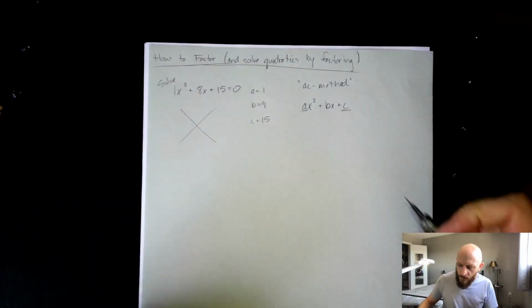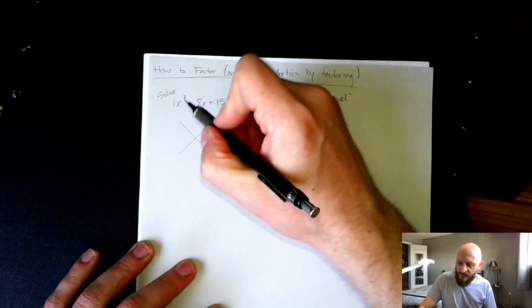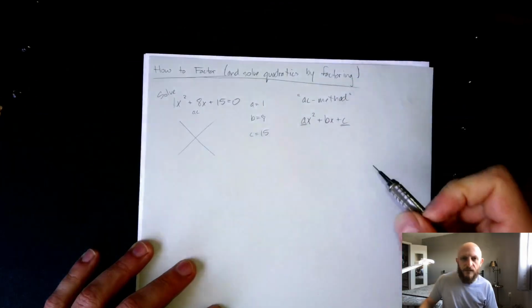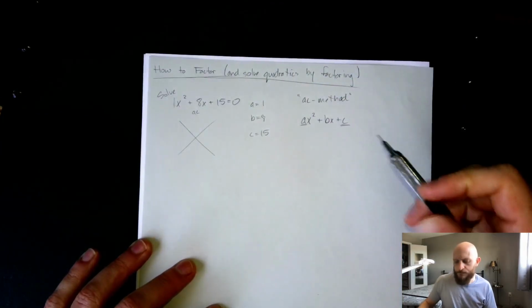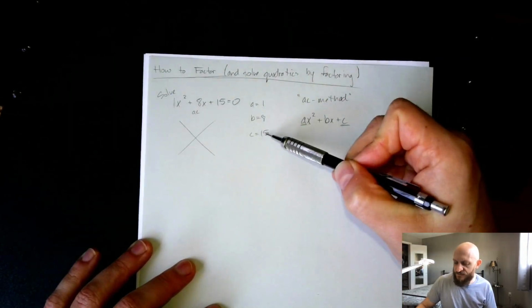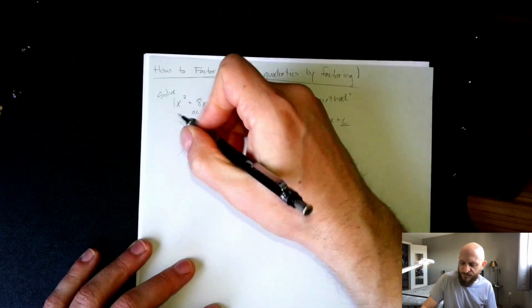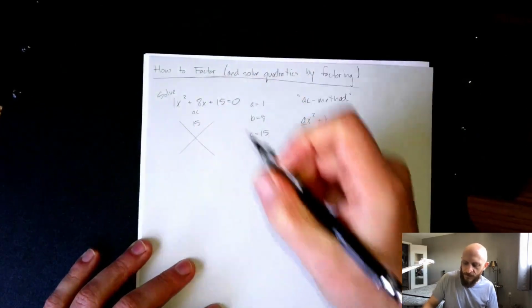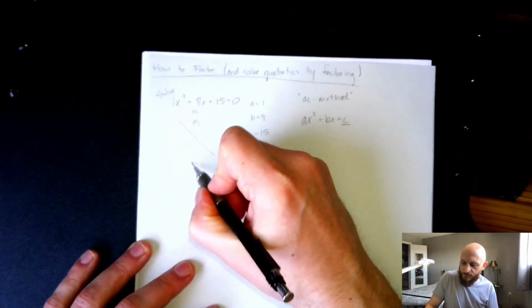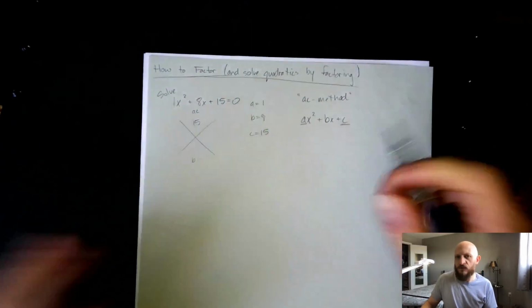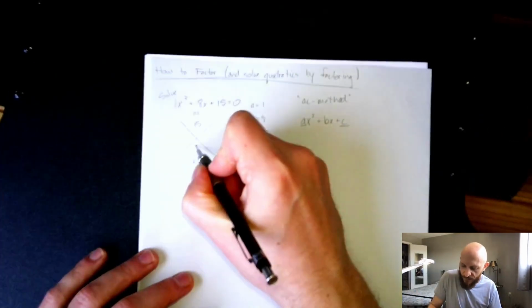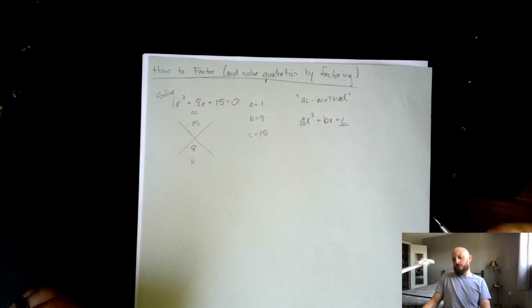All right. And the way that we'll go about this is, in the top here, I'm going to write the product of A times C. So A is 1, C is 15. 1 times 15 is 15. In the bottom of this grid, I just write B. You don't have to do anything at all. B is 8. Just put it there.